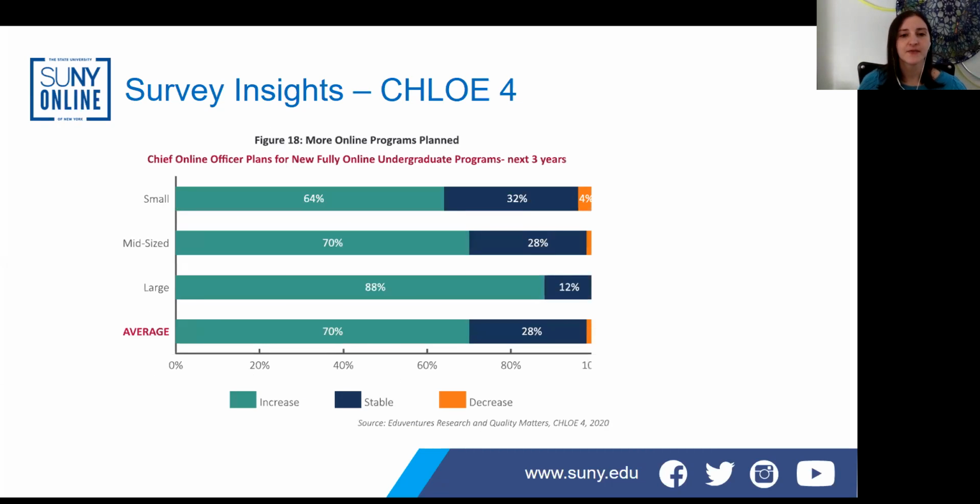And it also asked them for their plans for new fully online undergraduate programs in the next 3 years. And again, it looks like a lot of growth.